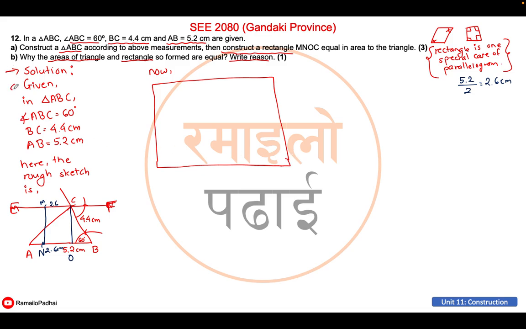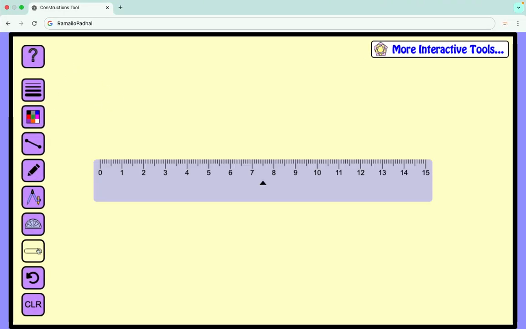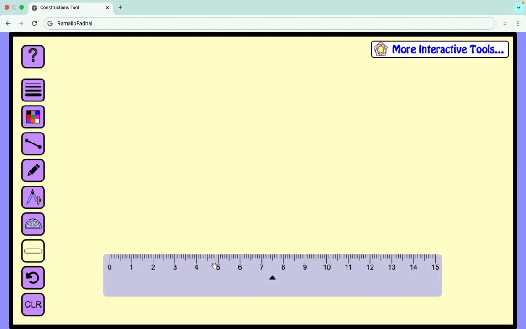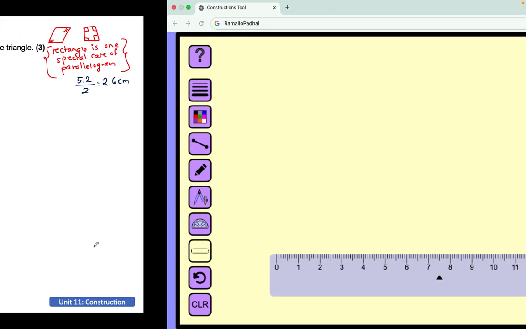This is solution of A. I forgot to write that. Now we will move on to construction. So here, first of all, we need to make a triangle. The base of triangle AB is 5.2 centimeters.